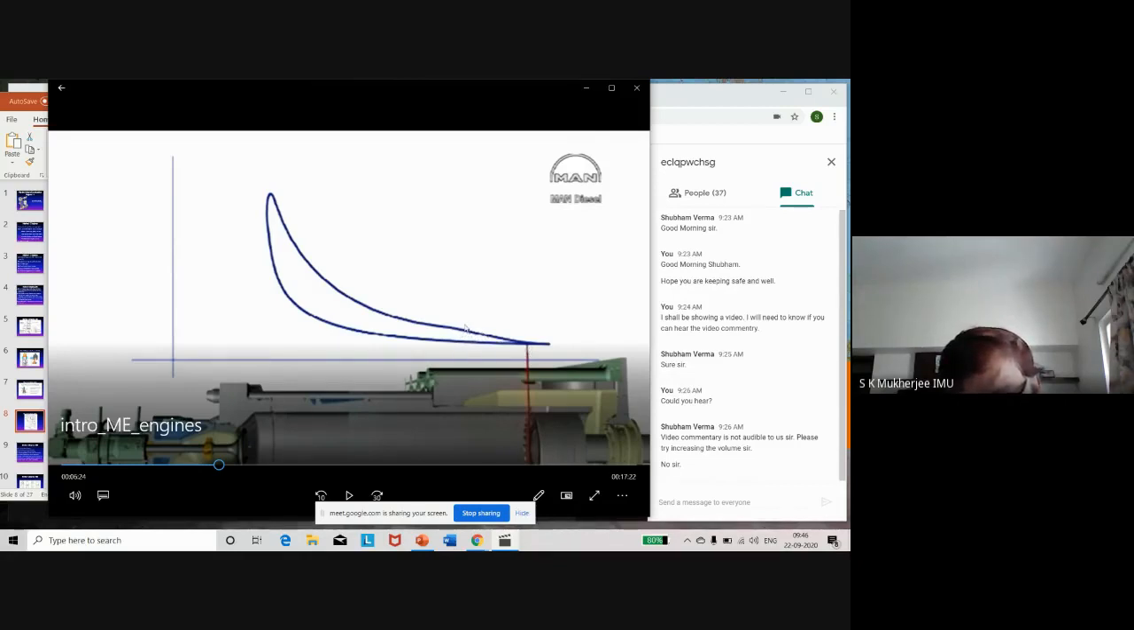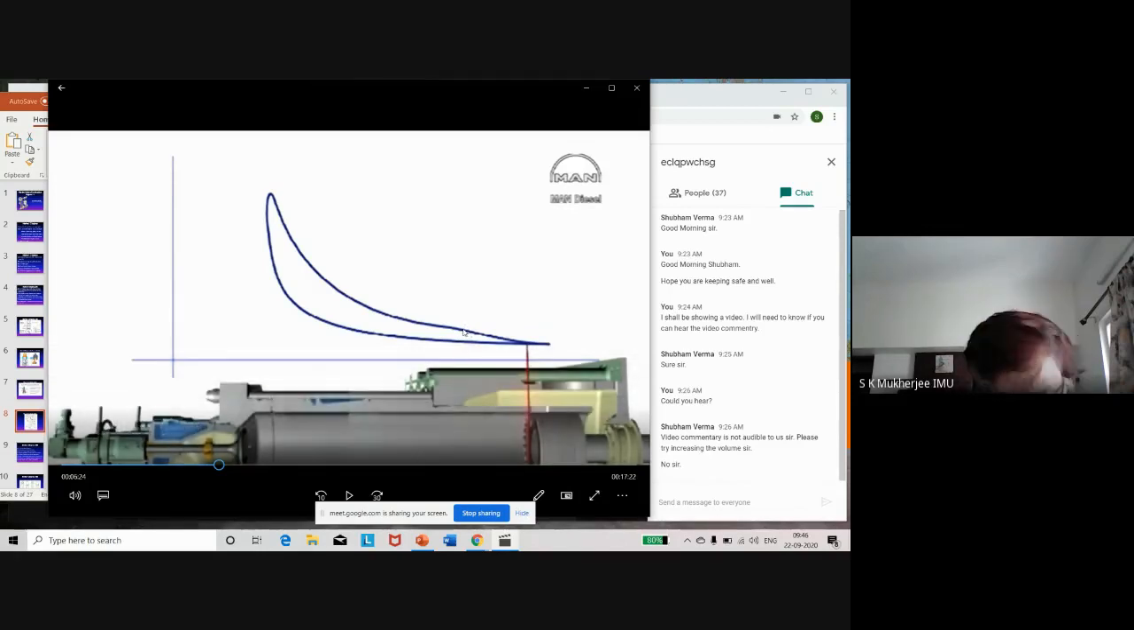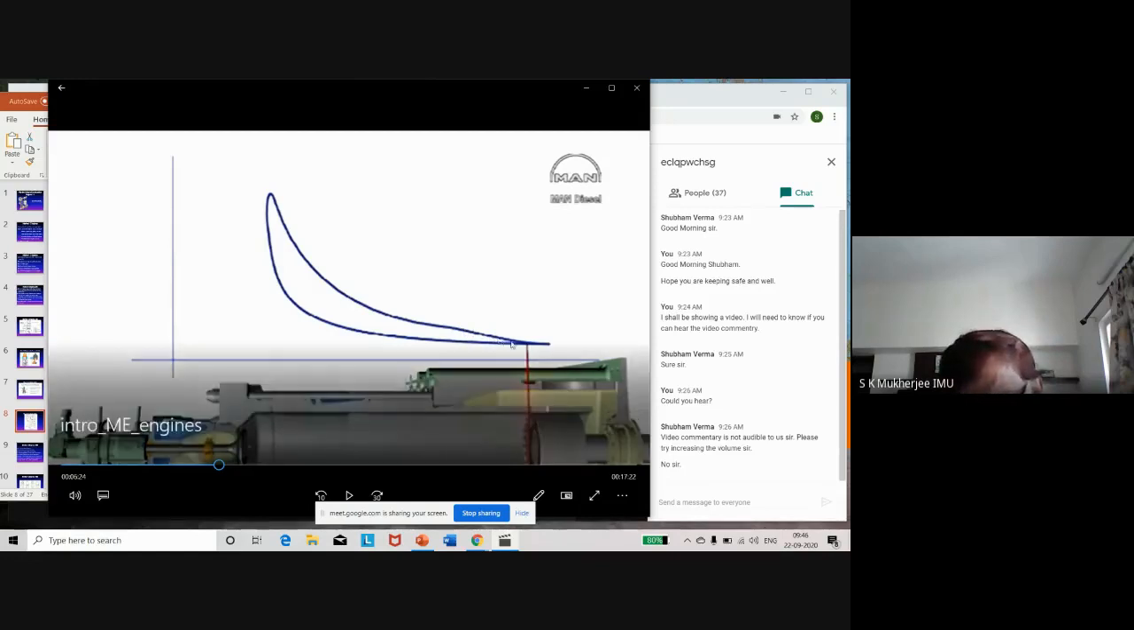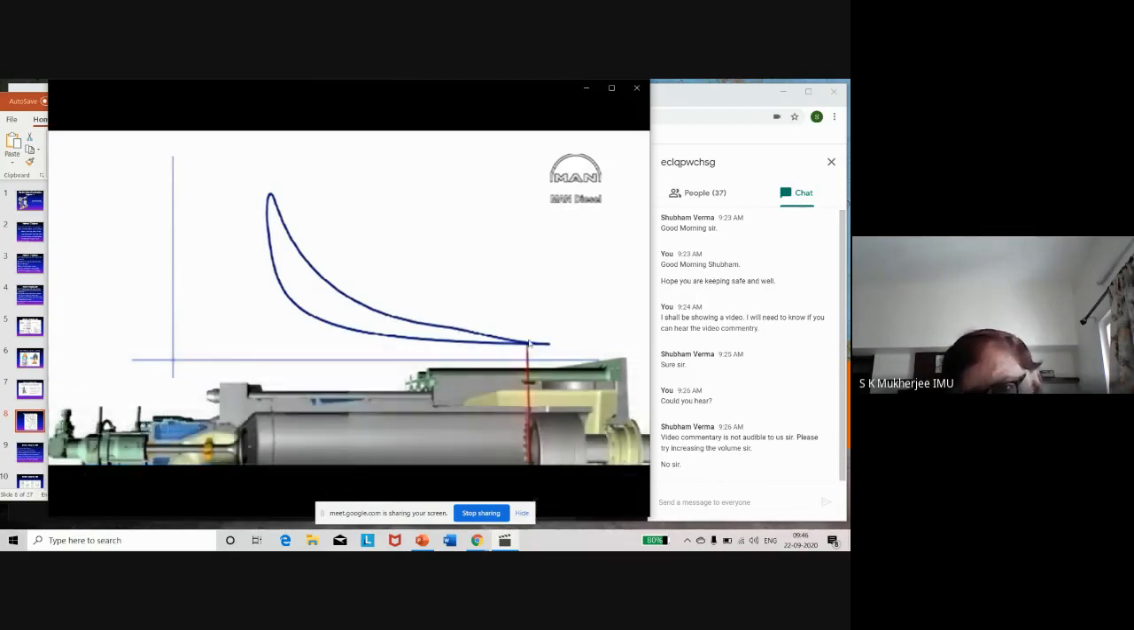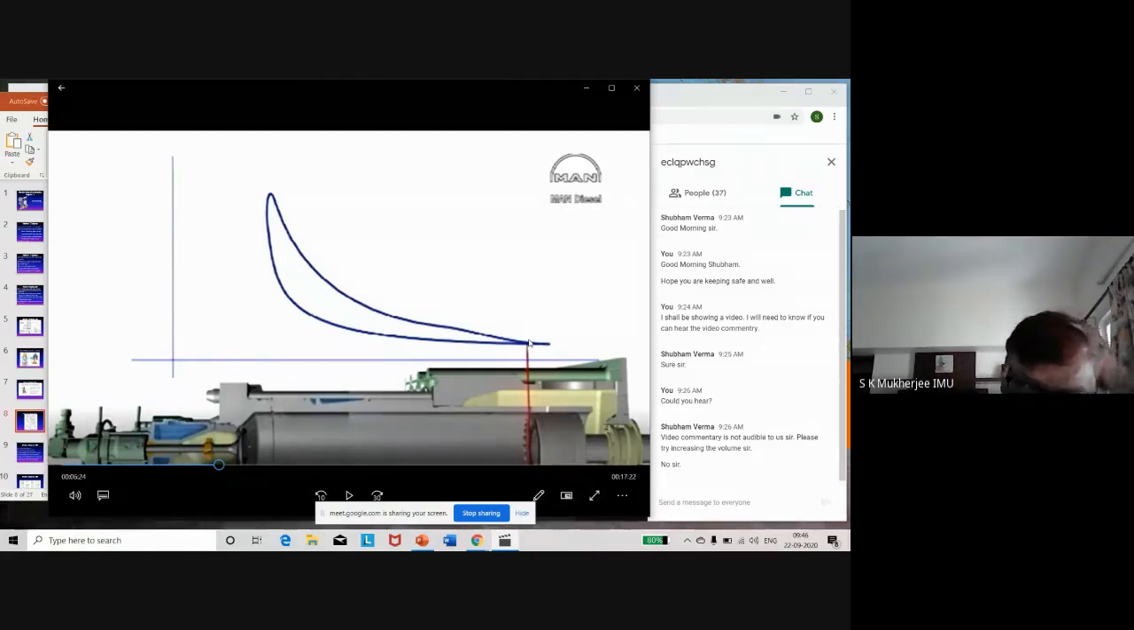This is the point at which the exhaust valve or the exhaust port, depending on the construction of the engine, opens. That is why you have a much sharper drop in pressure from this point. Otherwise, the entire line along this is actually the expansion line. And at this point, there is a sharper line of drop, which shows that the exhaust valve or exhaust port is open and the exhaust gas initially starts moving out.